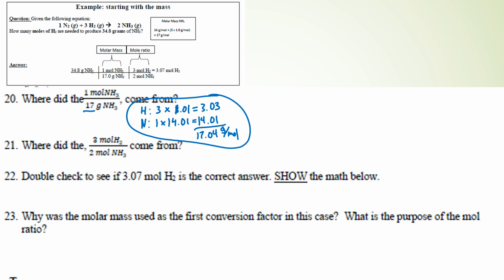Now they want us to double check to see if we actually get 3.07 mole of H2. So I'm doing 34.8 grams of NH3 times, and I'm going to do 17.03 in my calculation. 17.04, sorry.